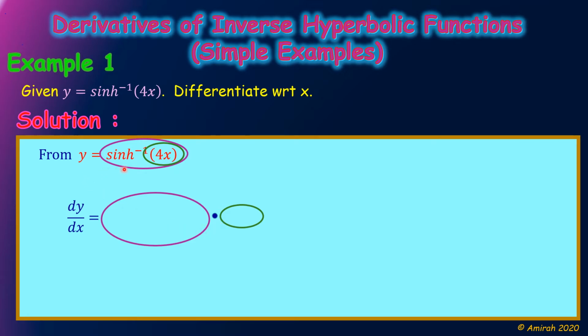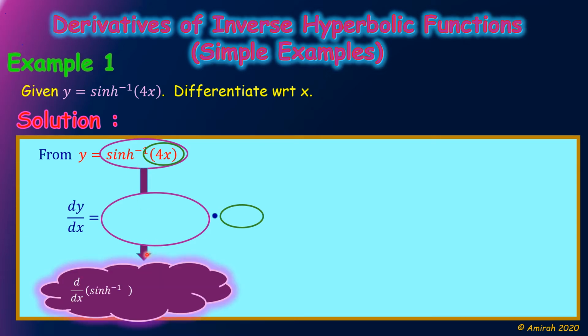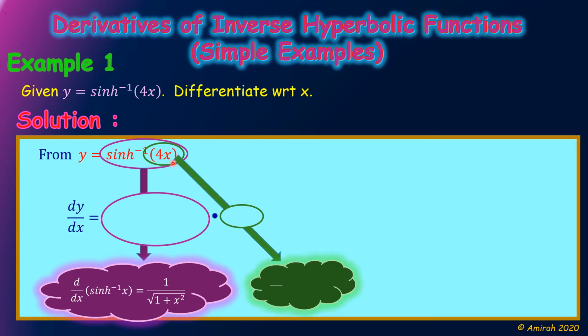For the first circle, we can refer to the formula, derivative of inverse sinh x, which equals 1 over square root of 1 plus x squared. Now, our x is 4x. And then for the second circle, we can refer to the formula, derivative of 4x, which equals 4.